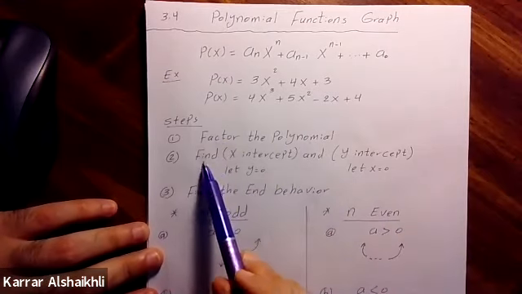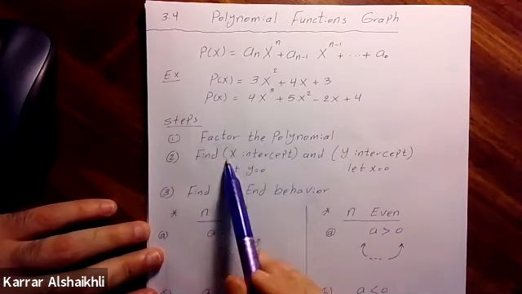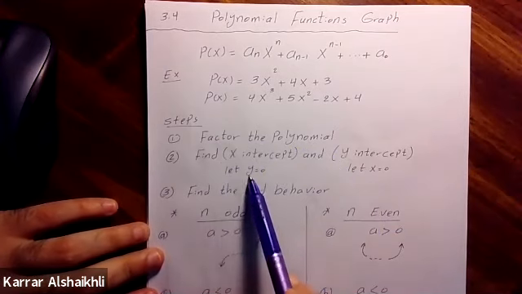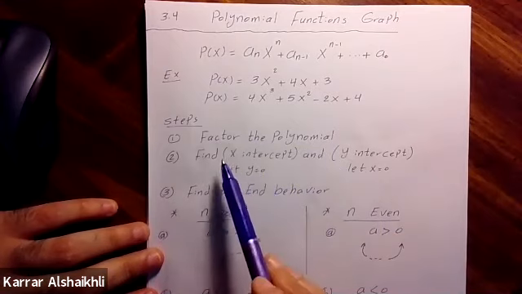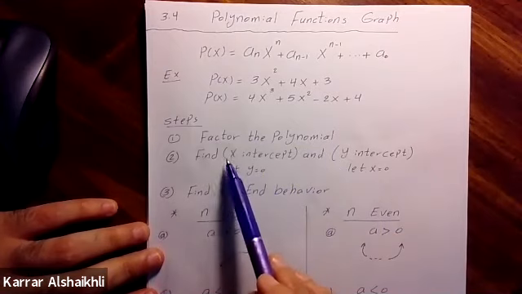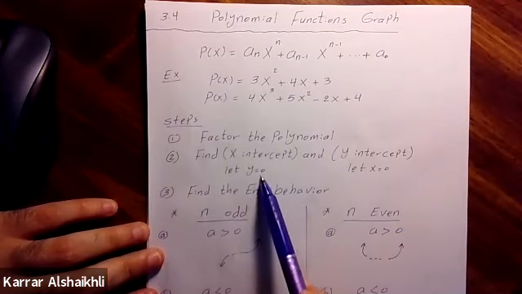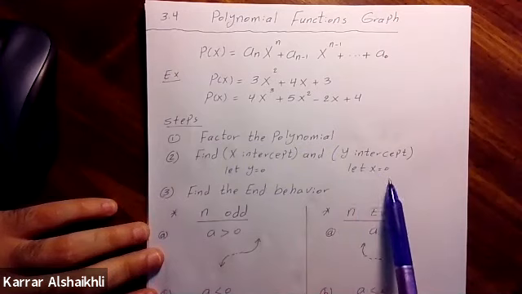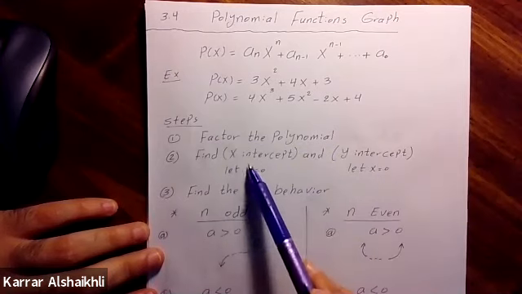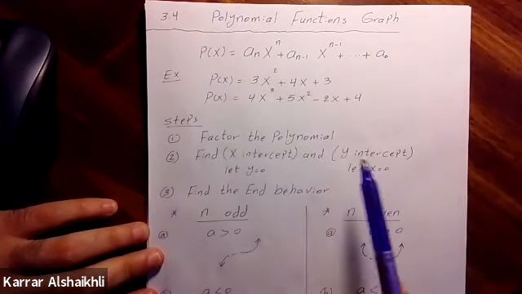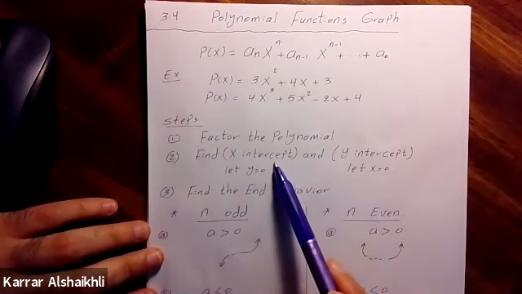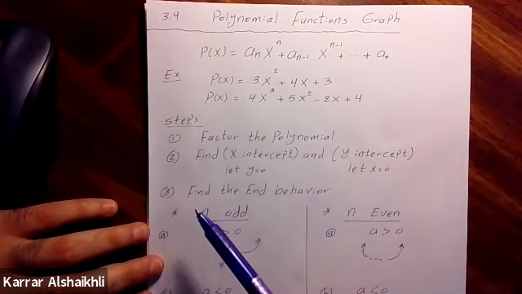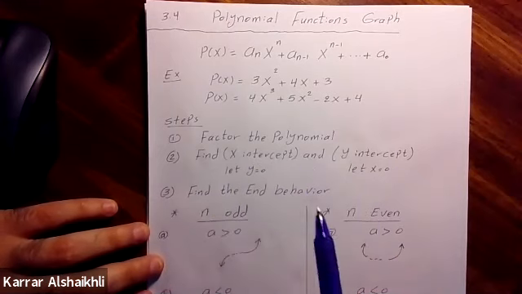Now, step 1, you have to factor the polynomial. Step 2, find the x-intercept. How are you going to find the x-intercept? We already learned that by letting y equal 0. We already took examples of how to find the x-intercept by letting y equal 0, and find the y-intercept by letting x equal 0. So we have 2 points from step 2, which is really important, because it makes my graph easier. Step 3, find the end behavior.